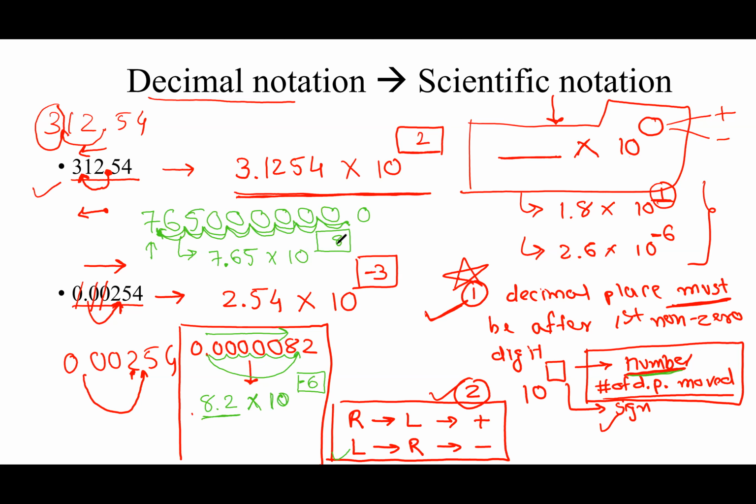That's right. Now we have to decide the sign. We moved our decimal place from right to the left. Right to the left is a positive sign. It means we don't need to represent it as a positive sign. So this is our final answer, 7.65 multiplied by 10 to the power of 8.